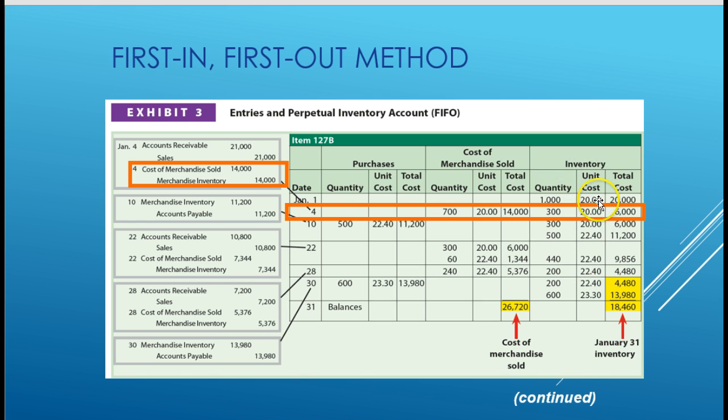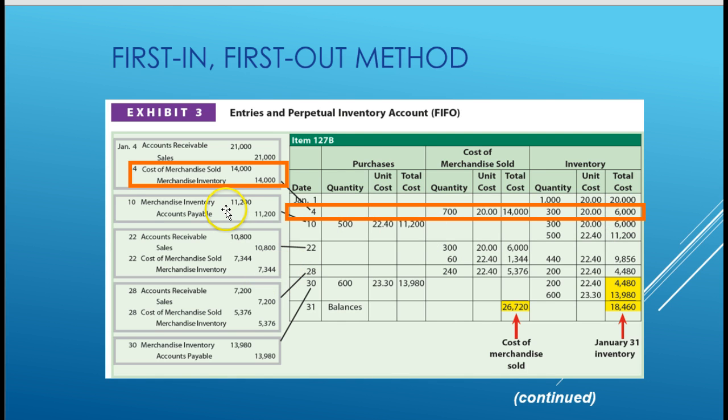But I can't take that out of my inventory. What I want to look at here is the cost of the inventory that I'm selling, and this tells me it's $20 a unit. So I sold 700 at $20 a unit, which gives me a total cost of $14,000, which gets transferred to cost of goods sold. Now how much is left in inventory? I've taken 700, so I have 300, or $6,000 left in inventory.